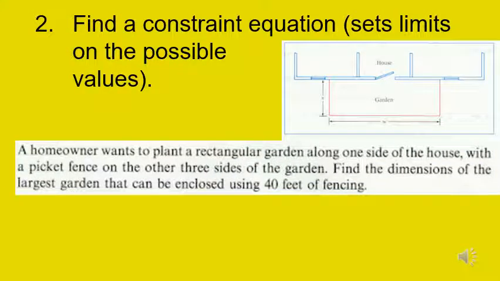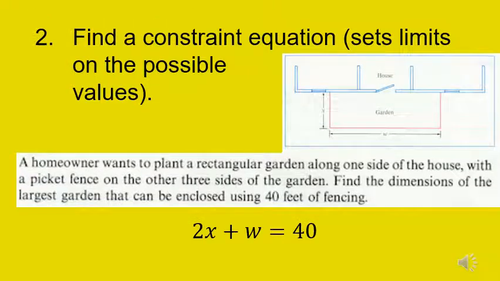Step 2 is to find the constraint, the thing that sets limits on this. And here, it's the fact that I only have 40 feet of fence. I can't use more than 40 feet. Well, if you look at the picture, the things I'm actually enclosing are 1 W. I've got one long side here, and then 2 of the X's, 2 of the shorter side. And that's why my constraint is going to be 2x plus w equals 40. Again, when I put them together, I've got 40 feet of fence.